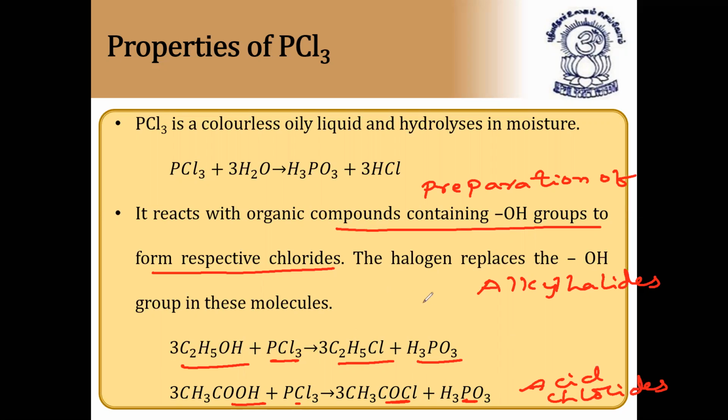So PCl3 is used for the preparation of alkyl halides as well as acid chlorides. When it is treated with alcohols, it forms alkyl halides, and when it is treated with acids, that is acetic acid or ethanoic acid, it forms acid chlorides. I hope it's clear. PCl3 is a colorless oily liquid and hydrolyzed in moisture. It reacts with organic compounds containing OH groups and also COOH groups to form their respective chlorides. The halogen replaces the OH group in these molecules. I hope it is clear. Next.